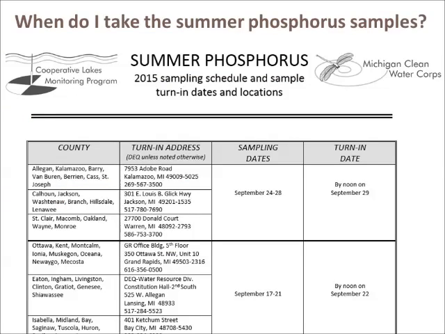The summer phosphorus sample needs to be taken in August or September, with the date range depending on the county in which your lake is located. These dates are listed on the summer phosphorus schedule.